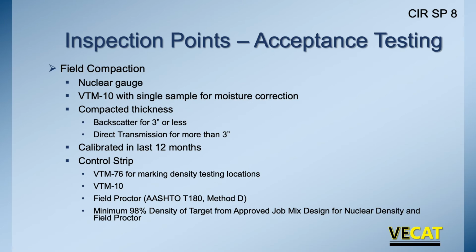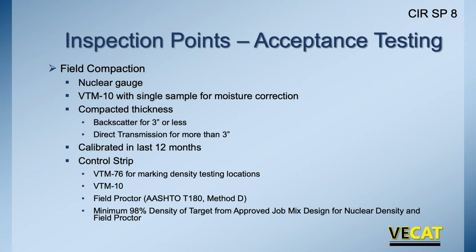So now let's go on to how do we check the field compaction? Because just like asphalt materials and other materials, we're trying to get compaction. We want the density, so how do we do it? Field compaction, we're using a nuclear gauge. So that's how we're checking it.